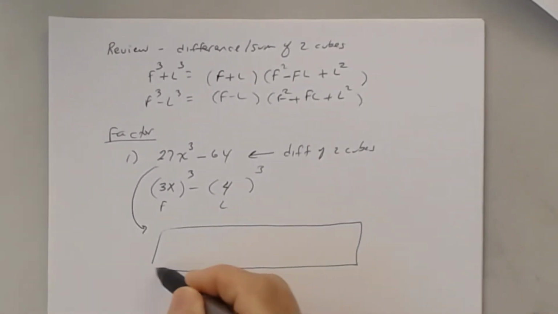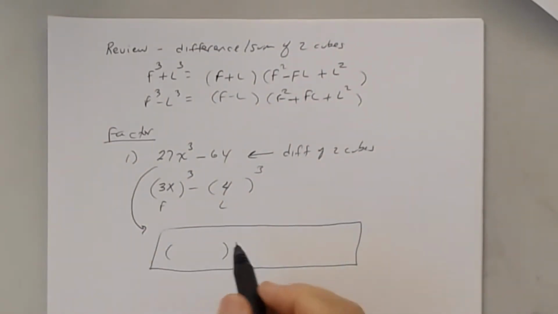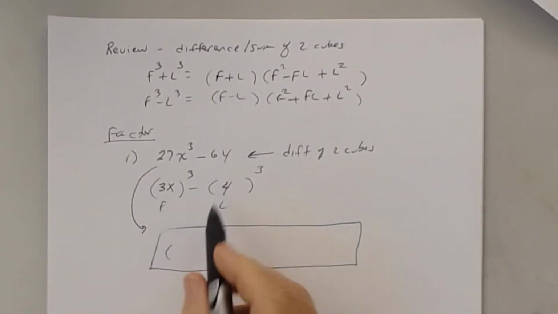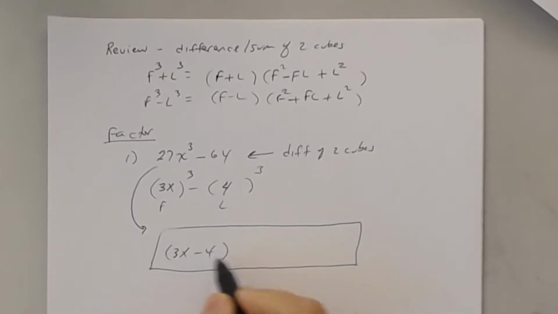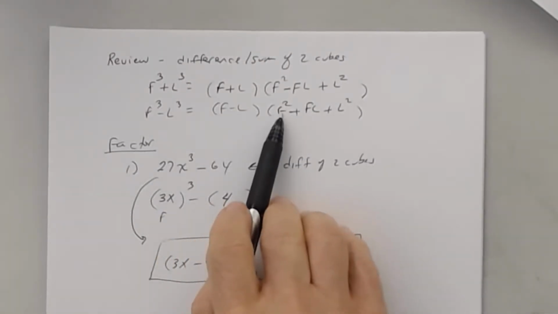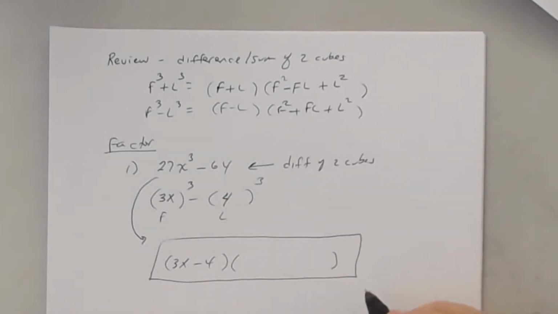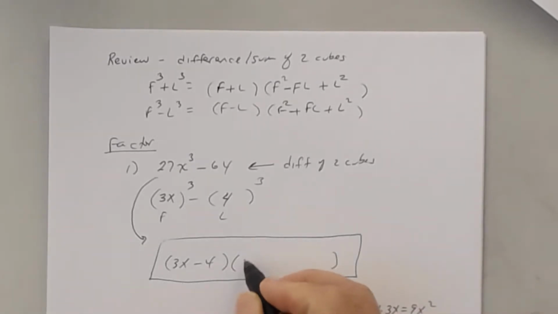So let's talk about the answer. I can factor the difference of 2 cubes as a binomial. And what is that binomial? 3x minus 4. Times the trinomial. All right, let's do the work for the trinomial. The trinomial part says I take f and I do what to it? Square it. Well, what is f in this case? 3x. So 3x times 3x is 9x squared. So there's your first.